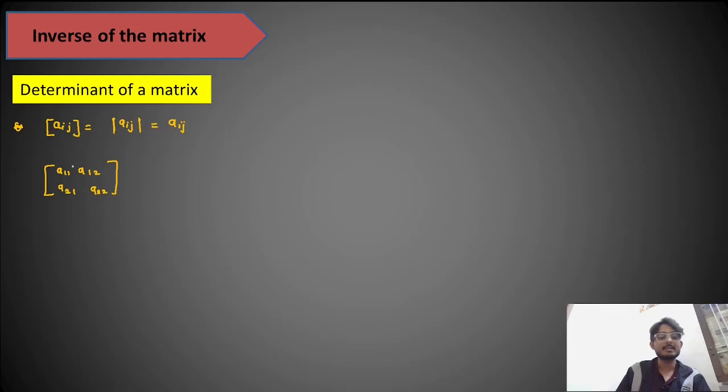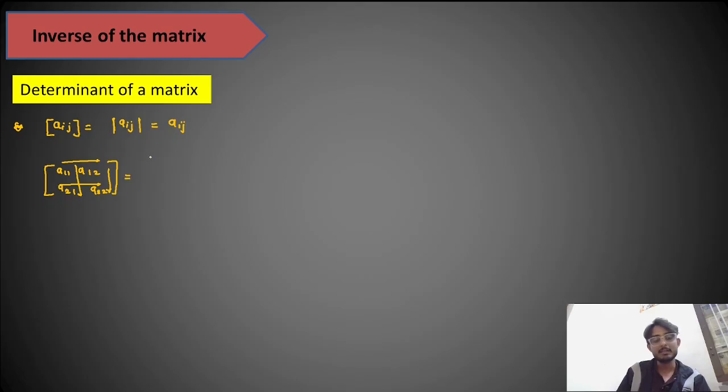Why do I represent this element as A11? A11 means the element of first row and first column. A12 means the element of first row and second column. These horizontal boxes are known as rows and these vertical boxes are known as columns. Okay.